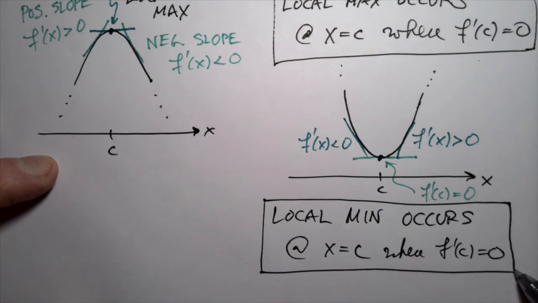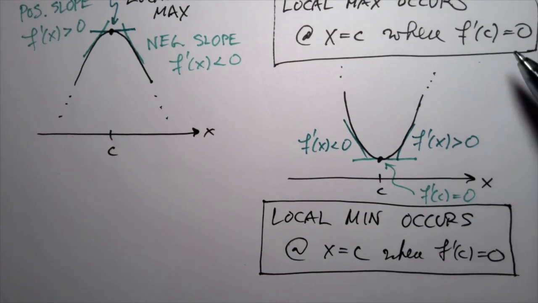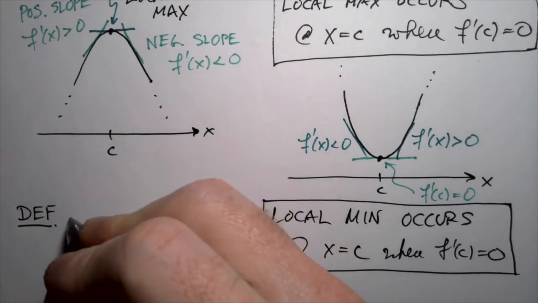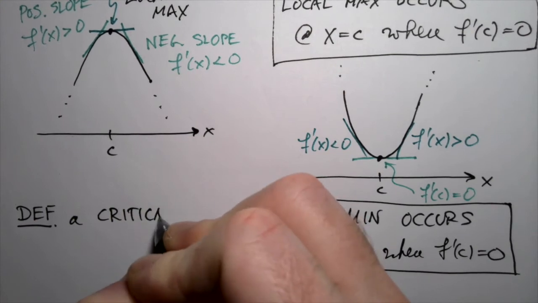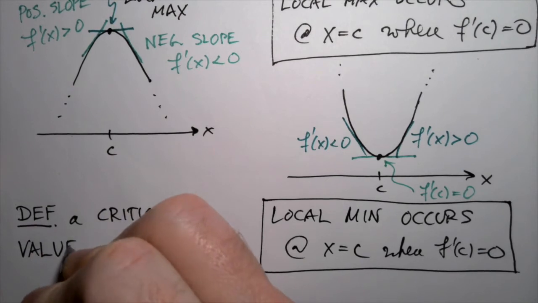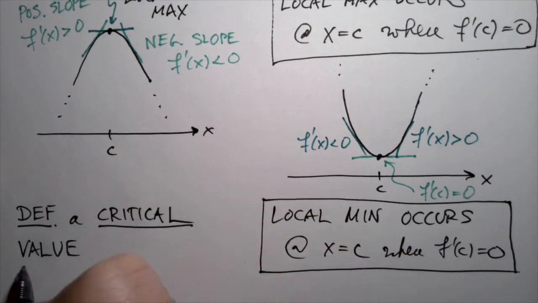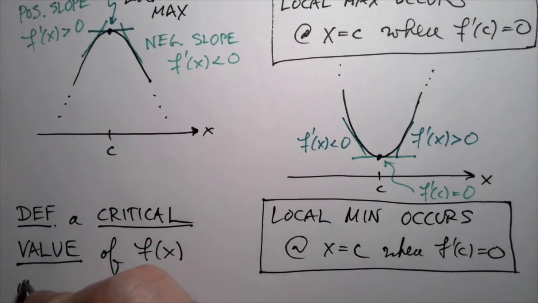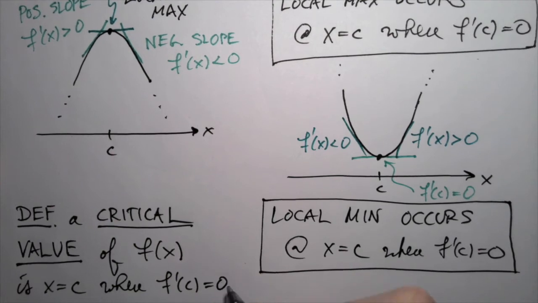So we're going to give ourselves a name for these points where the derivative is 0, because that's the whole point of the first step. That's how we find local maxima and local minima. So we call these critical points. We call them critical values. The corresponding point in the plane is the critical point. So a critical value of f of x is simply an x value, some C, where the derivative is 0.